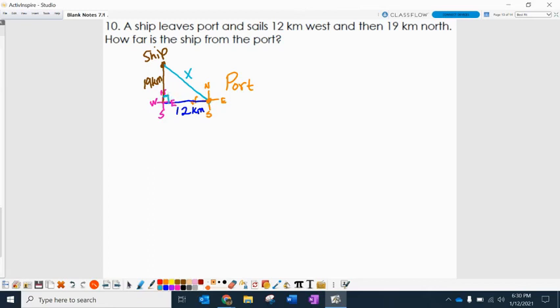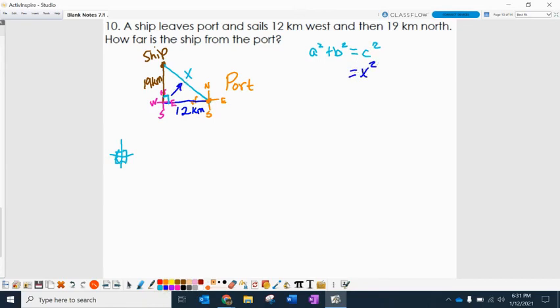North and any of the other cardinal directions are perpendicular to each other. Just like our Cartesian plane, those are all right angles. If these are right angles, that makes a right triangle, so we can use the Pythagorean theorem. Our a squared plus b squared equals c squared. Can you put your sides in the correct places? The hypotenuse across from the right angle, that's our x, so I'll put that in c's position.